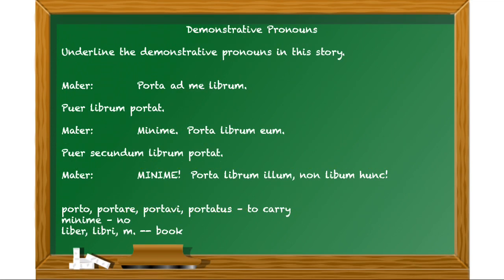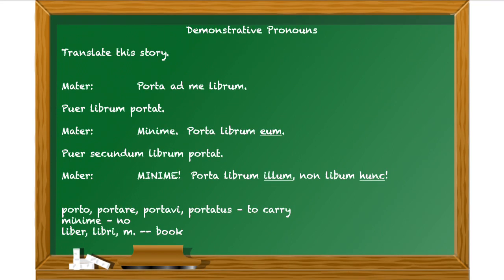So we're going to do a little example here, and you really are going to want to take some time to copy this whole little bit of dialogue. It's really a story, and there's some dialogue here. So you want to copy this and then underline the demonstrative pronouns in the story. You'll notice you should have underlined the word eum in the second line of dialogue by the mater, along with illum and hunc in the last line of dialogue by the mater.